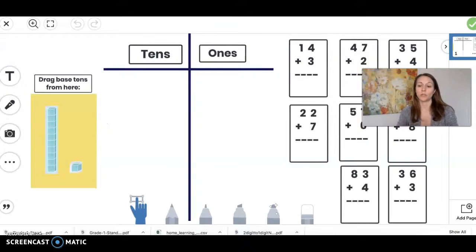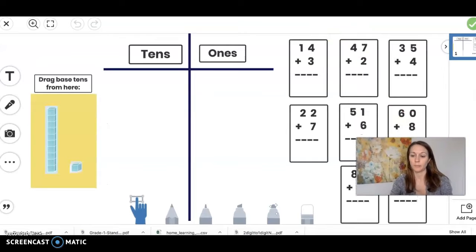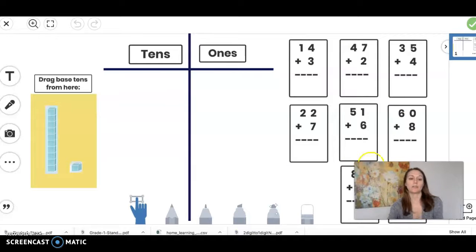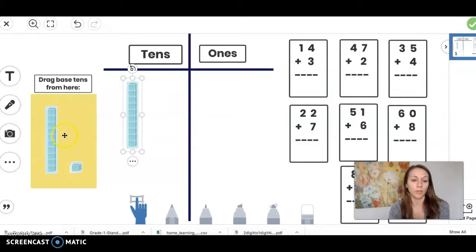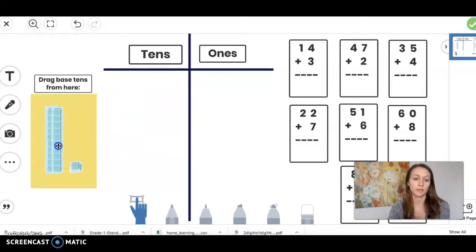So this is what you're going to be working on. I have base 10 blocks on the side. Underneath it is another one. So as they drag them over here, there'll be a new one for them to pull still. So we have our tens and we have our ones. So tens will always go in the tens place. Ones will always go in the ones place.